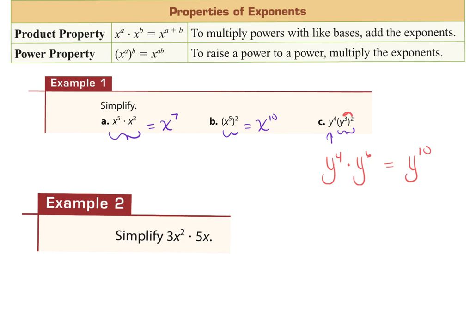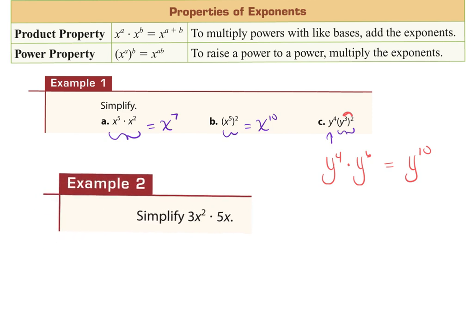They want us to simplify this. So what you'll notice is different about this and what we have been doing is this one has coefficients. And so when you have coefficients of your variables, you are going to multiply those just like you would. So you're going to say 3 times 5. I can do this because if it's all multiplication, which is what this is, 3 times x squared times 5 times x, then I can rearrange them and it does not matter, okay?